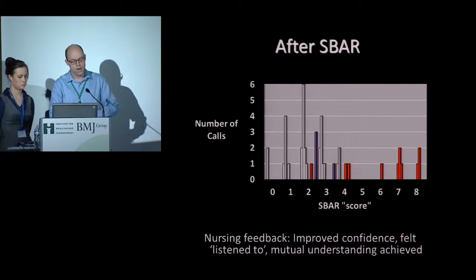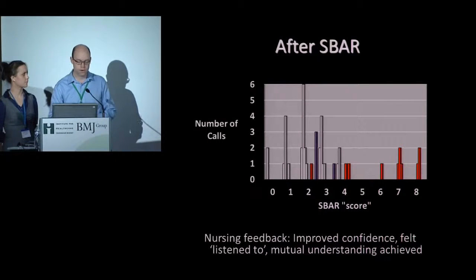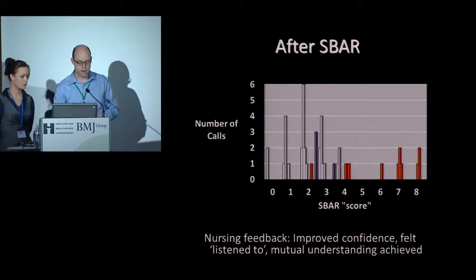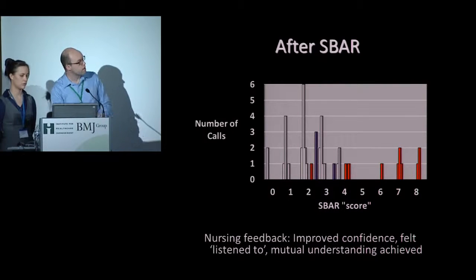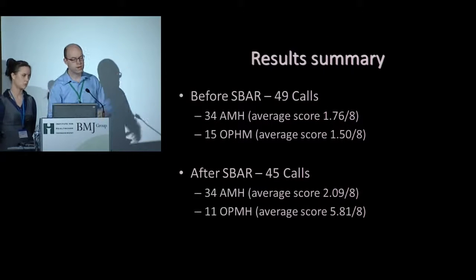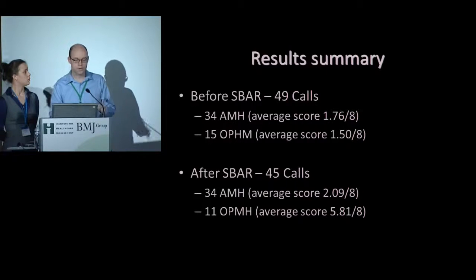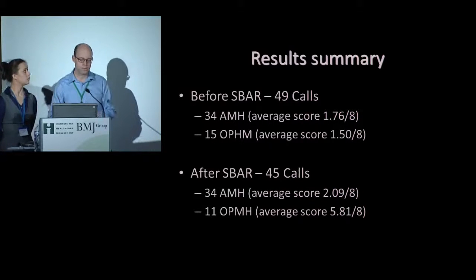This is the graph. As you can see, the red is over there on the right-hand side. I've got the figures in the next slide. But just looking at it, you can see that the wards not trained were still down at the lower end. The wards that were trained are up at the higher end there. So 49 calls beforehand. AMH is adult mental health. OPMH is older persons mental health. And we rolled it out on the OPMH wards because it was a different sort of organizational structure, so it was easier to go in with all of the OPMH wards.